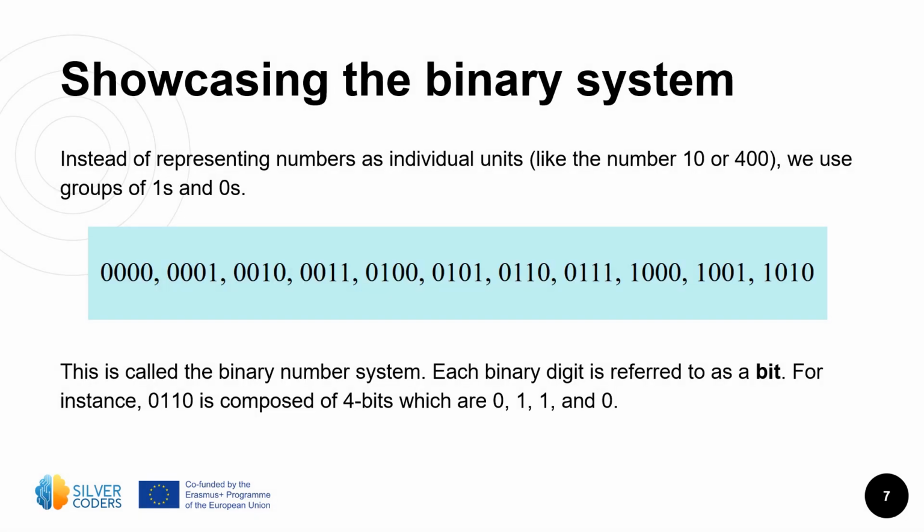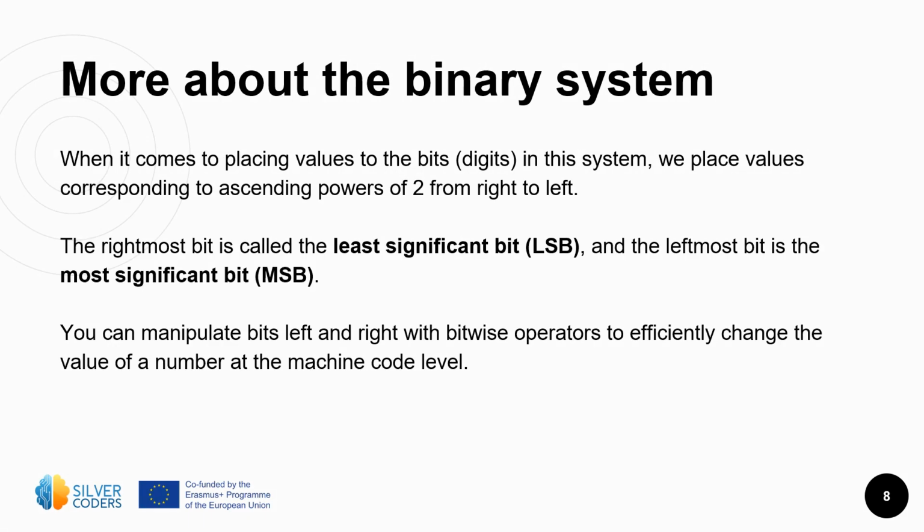Instead of representing numbers as individual units, like the number 10 or 400, we use groups of ones and zeros. For example, here is what it looks like when a computer counts from 0 to 10. This is called the binary number system. Each binary digit is referred to as a bit. For instance, 0110 is composed of 4 bits which are 0, 1, 1, and 0.